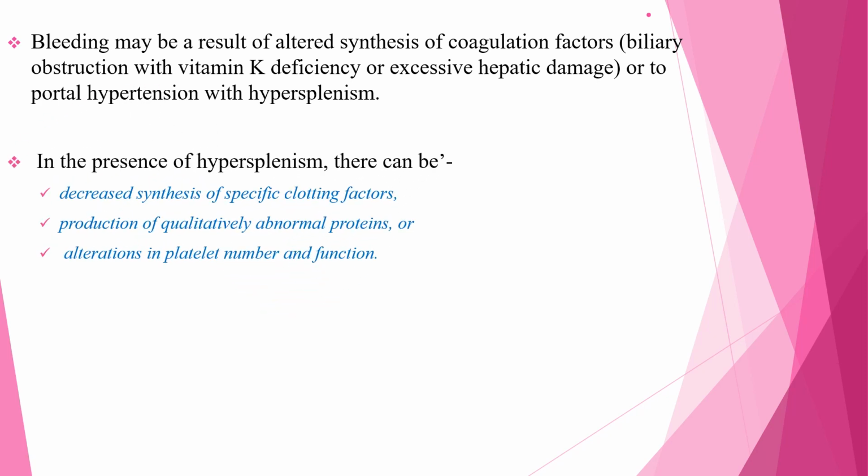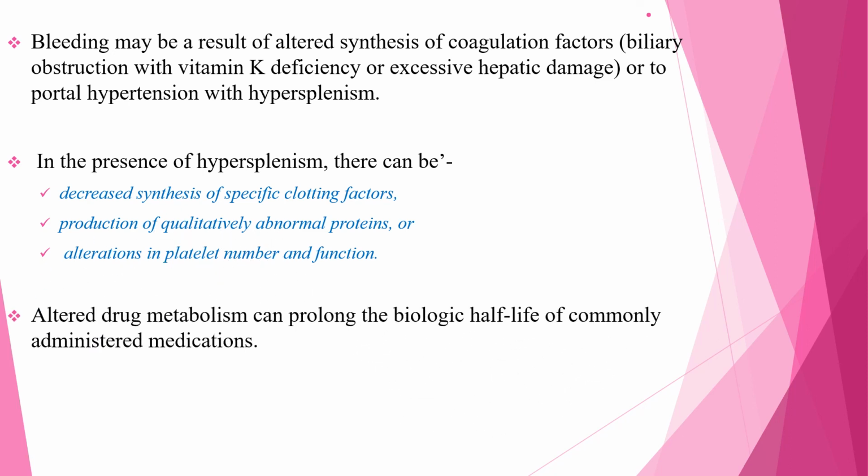In the presence of hypersplenism, there can be decreased synthesis of specific clotting factors, production of qualitatively abnormal proteins, and alteration in platelet number and function. Altered drug metabolism can prolong the biologic half-life of commonly administered medications. This is all about the stigmata of liver disease.